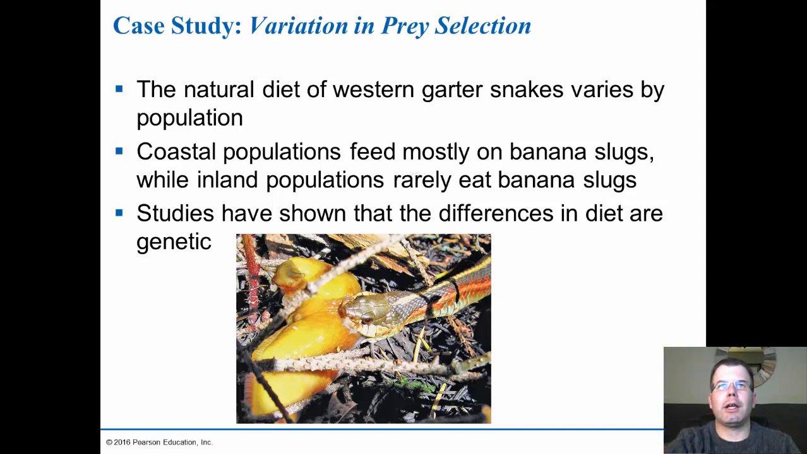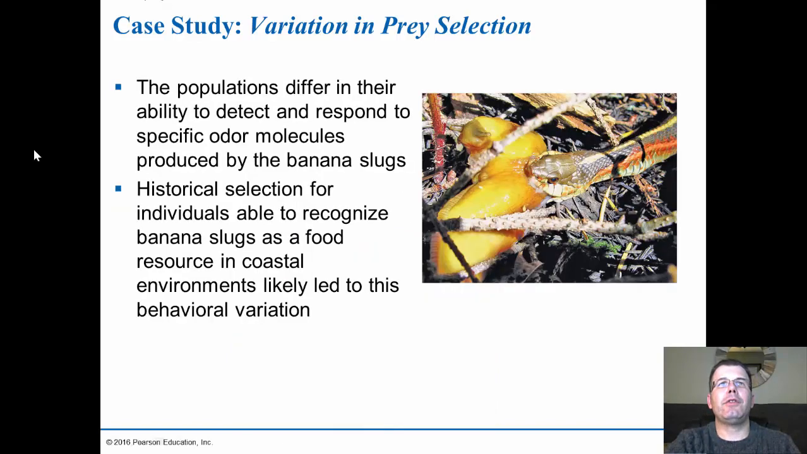And so genetics plays a role in how this actually happens. How it works is that they differ in their ability to detect and respond to specific odors produced by banana slugs. The coastal ones can detect the banana slugs, while the non-coastal ones cannot. That has led to this behavioral variation: the coastal garter snakes can find the banana slugs and eat them very readily, while the ones that live more inland cannot. They don't have the ability to sense them, so they can't find them, so they won't eat them.